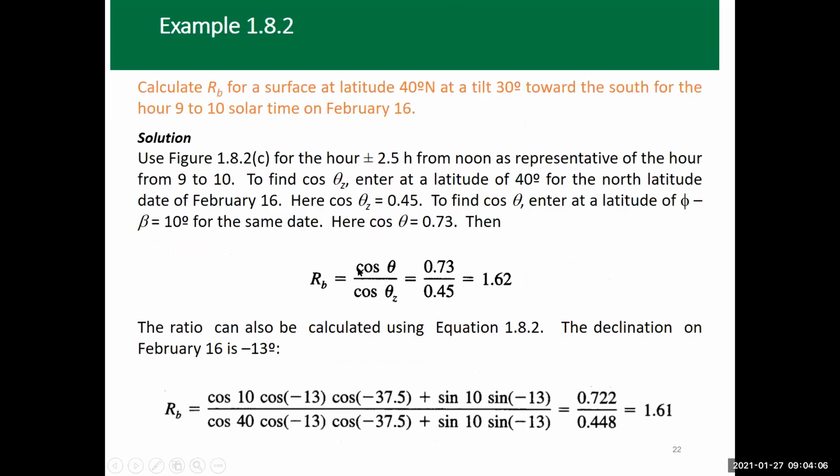When you substitute here cosine theta over cosine theta z, you get the value of RB, or the ratio that is needed between the normal beam to the horizontal one.